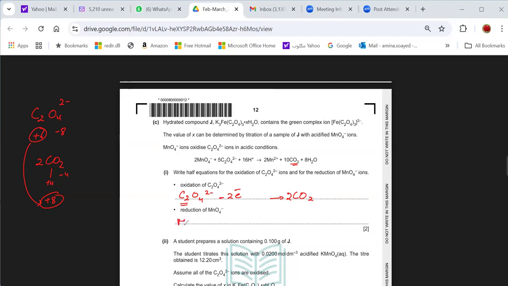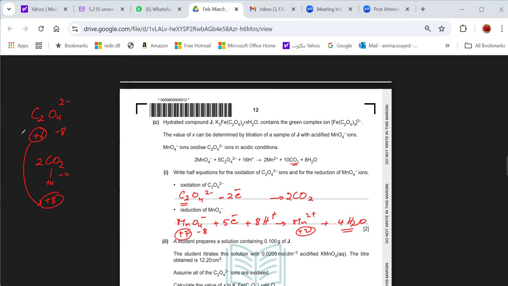For the reduction of the MnO4-, it changes to Mn2+. When we calculate the oxidation state of the manganese, it's -8 for the oxygens, so it is +7 here and +2 there, which means it gained 5 electrons to change from +7 to +2. Now we have to balance. We have 4 oxygens on the left-hand side, so we have to add 4 H2O on the right-hand side to balance the oxygen. Now we have 8 H, which means we have to add 8 H+ on the left. So these are the 2 half ionic equations.